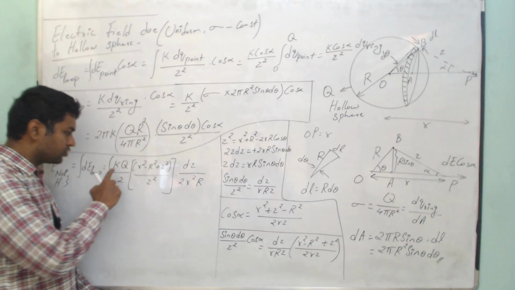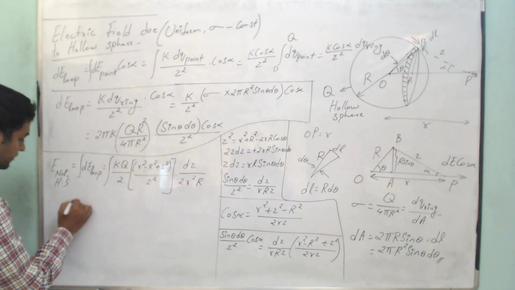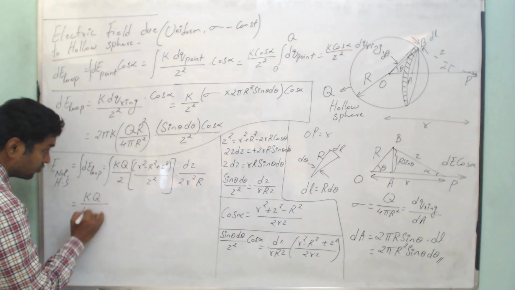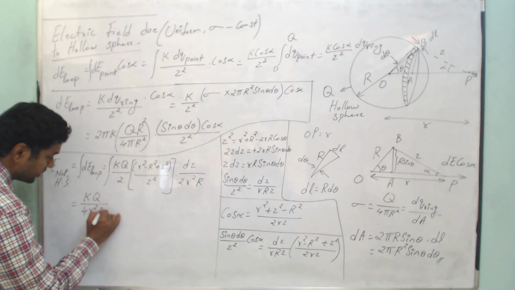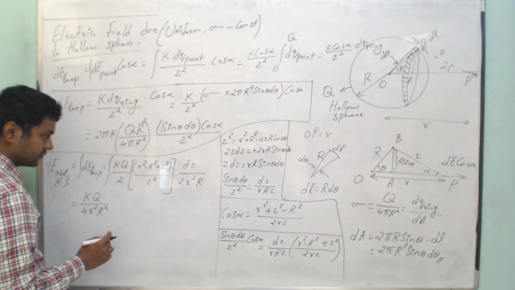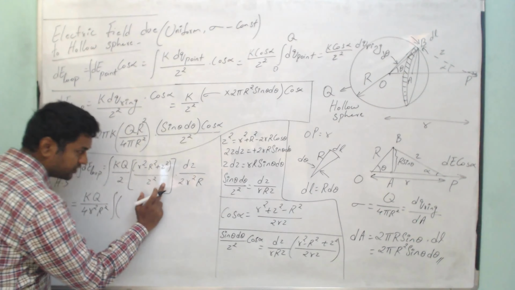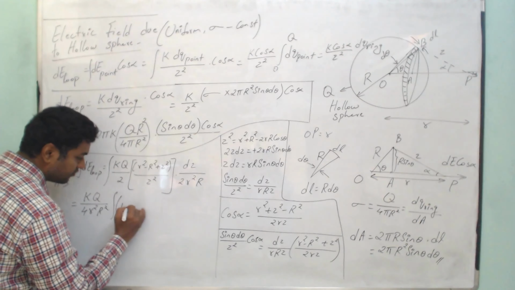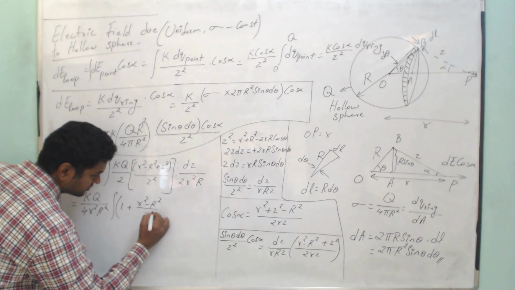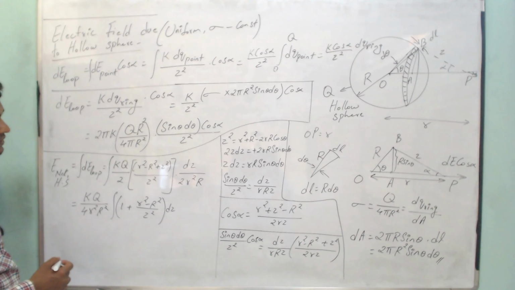Constant, constant, constant, constant, constant, constant. I can take it out, right? KQ divided by 4 small r square into capital R square, I can take it out. Integral of. The reason why I wrote it like this is now I can write it as 1 plus small r square minus capital R square divided by z square dz. Is this clear?